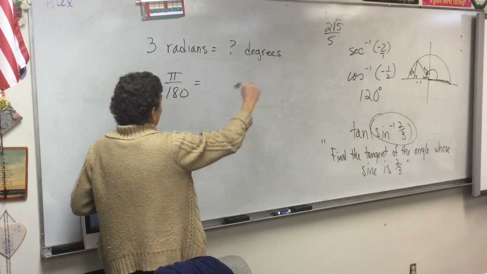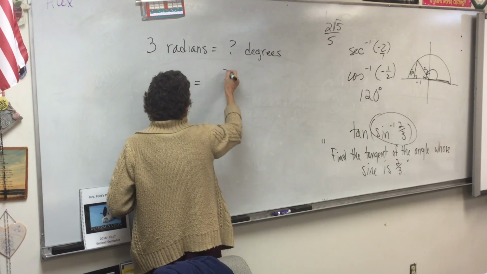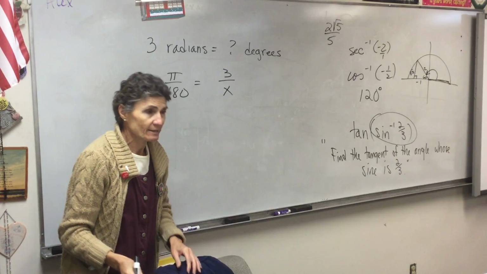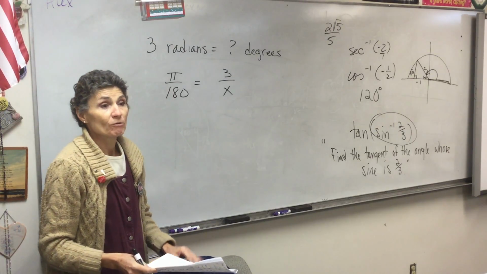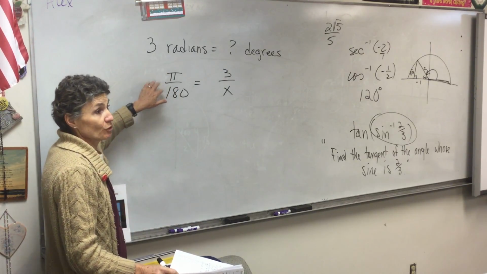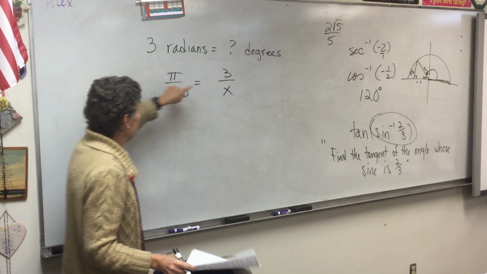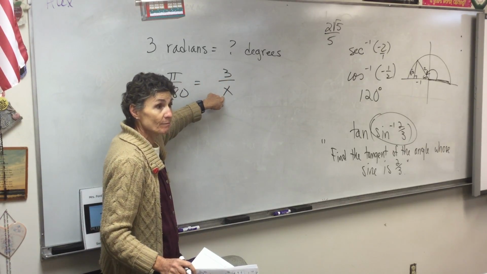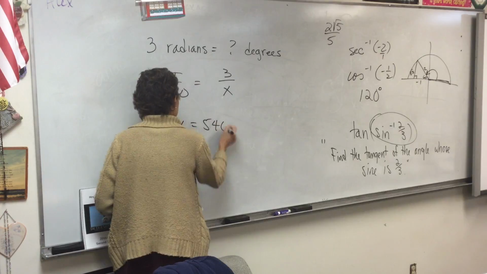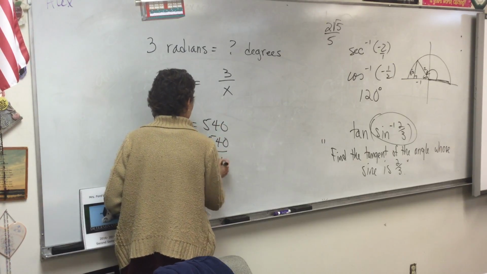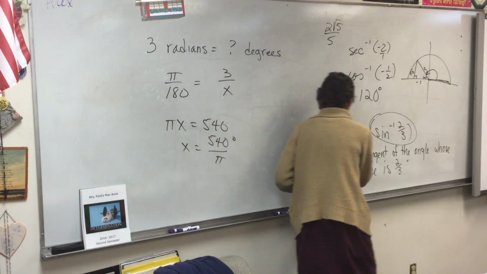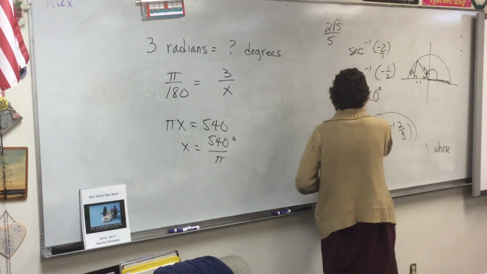Pi over 180 equals 3 over x. Why is it 3 over x and not the other way around? Because you're finding degrees. And when you set this up, pi over 180, pi is the radian measure, 180 is the degree measure. So when you write this one, you have to write it the same way, right? So pi x equals 540 and x equals 540 over pi degrees. That's the answer to the question. I know you don't like the way it looks, but that's the way it is.